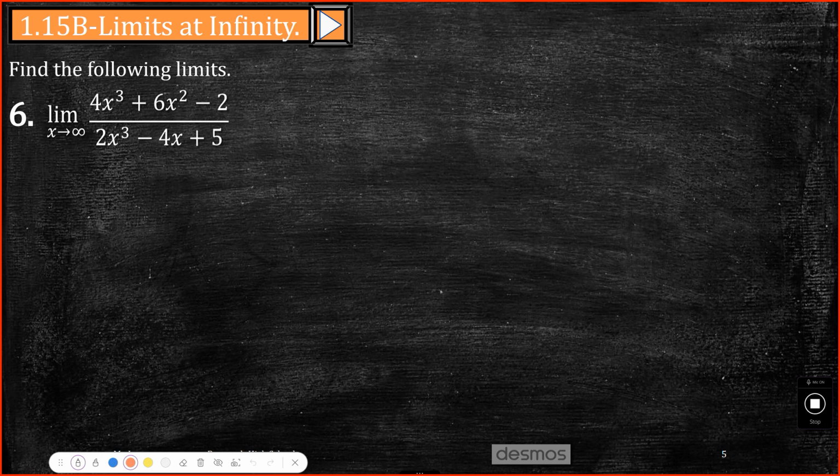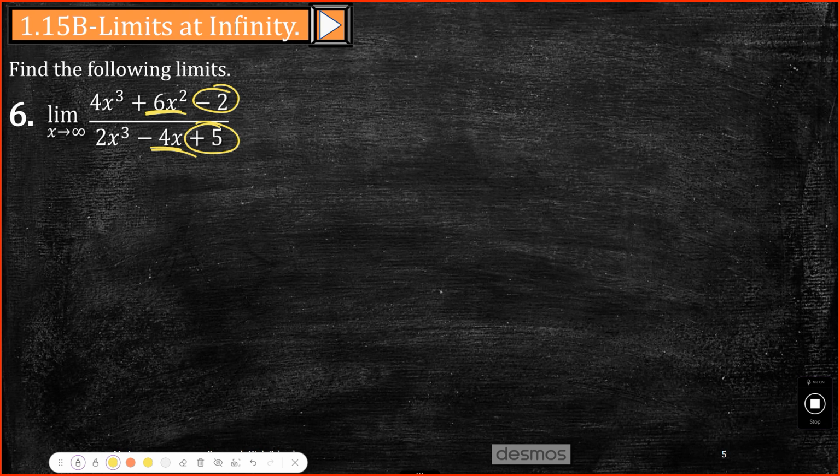Okay, so problem number 6, limit as x approaches infinity of this rational function. So you have a third degree polynomial for the numerator and a third degree polynomial for the denominator. So at infinity, as x gets bigger and bigger and bigger, the -2 and the 5 become almost inconsequential to how big, say, even x squared becomes, or this x becomes.